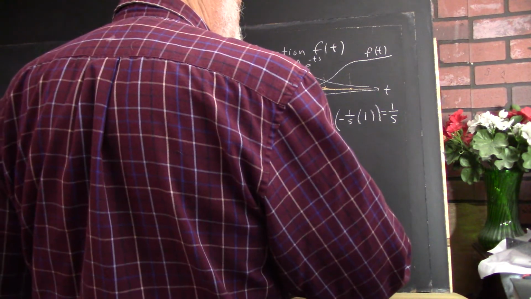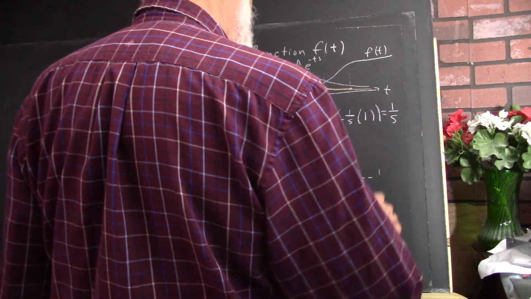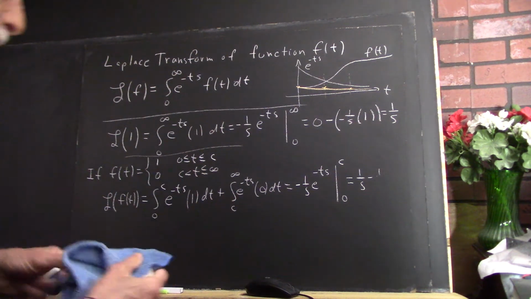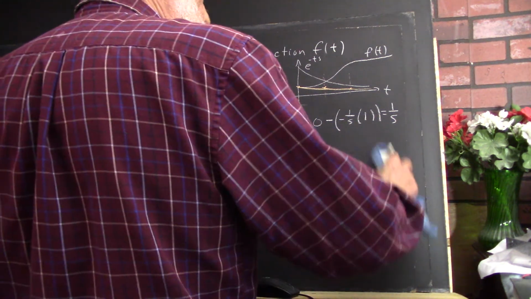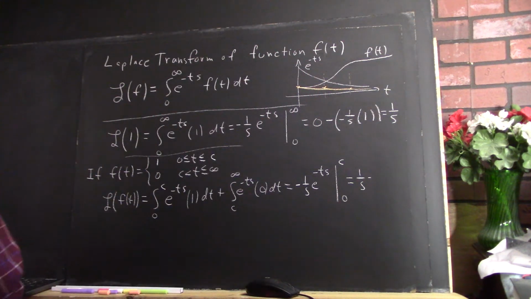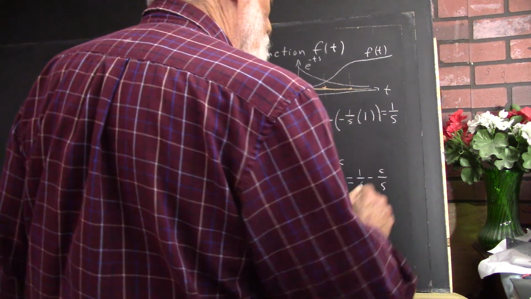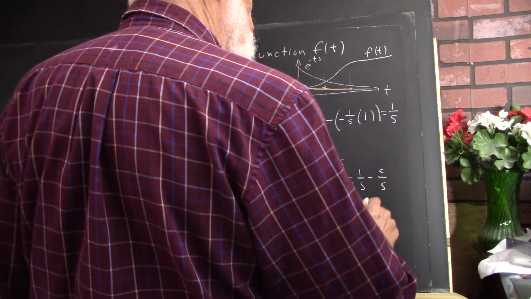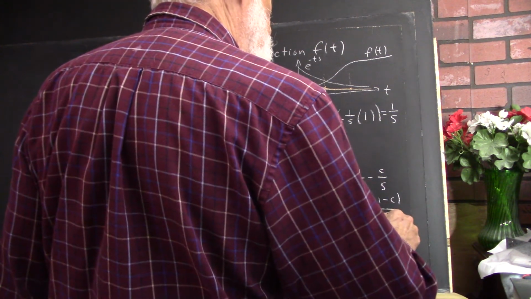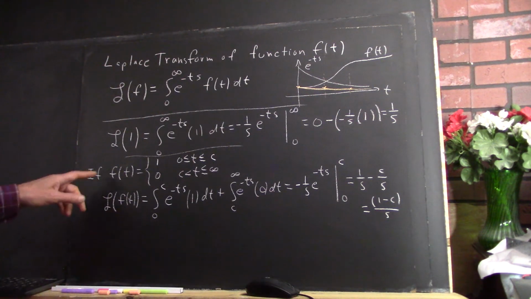And this is going to be 1 over s, and reflexively I want to write 1 over c, and that's not even close. So using a little bit of mental activity, I'm going to get negative c over s, which of course equals 1 minus e to the negative cs over s. Okay.